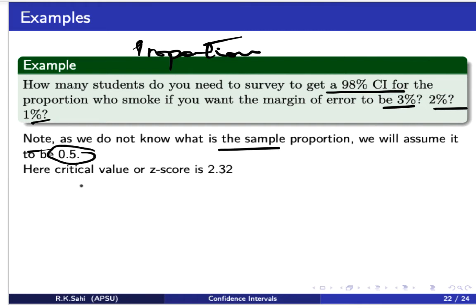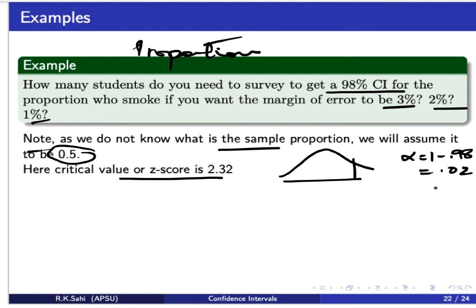It is 0.5. As we're looking at a 98% confidence interval, the critical value is 2.32. Now, with these things in hand, the question is, where am I getting 2.32? Remember, it's a 98% confidence interval. The formula, remember, is Z alpha by 2. Your alpha is 1 minus 0.98, which is 0.02, and alpha by 2 is 0.01.